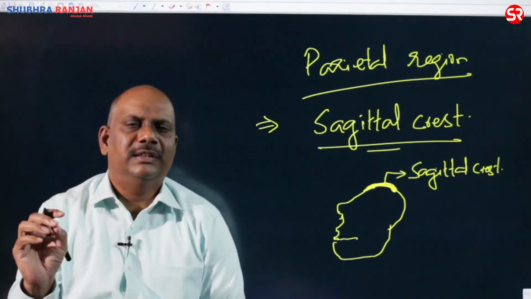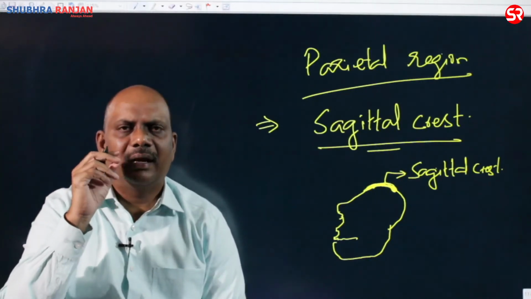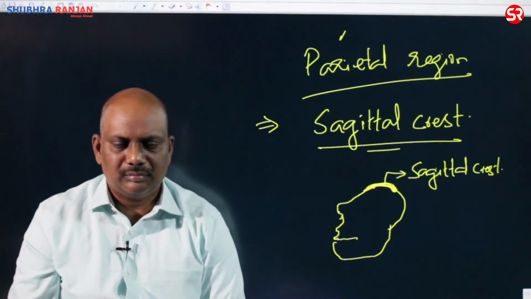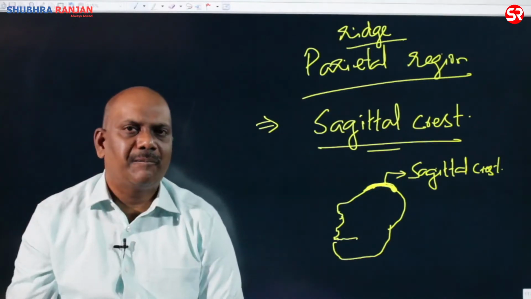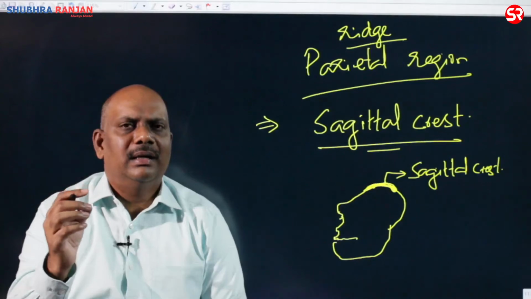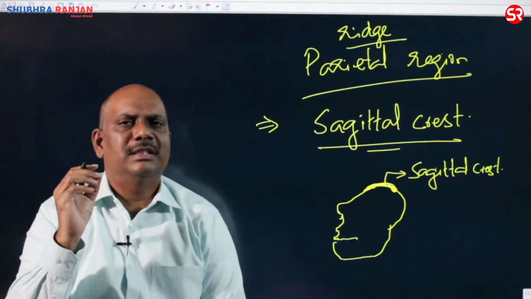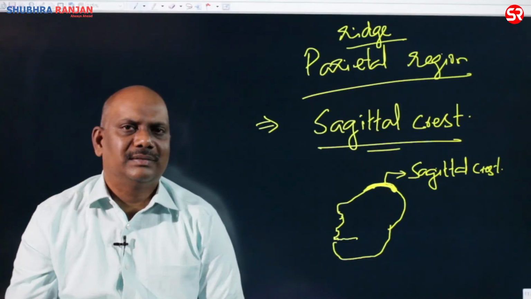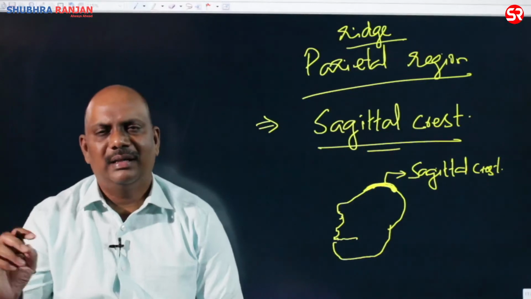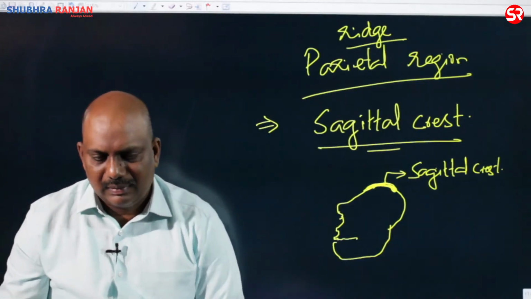The sagittal crest refers to a ridge-shaped bone in the top of the head. This bone provided attachment surface for the muscle temporalis. Got it? You can write it in that box. So the next feature.